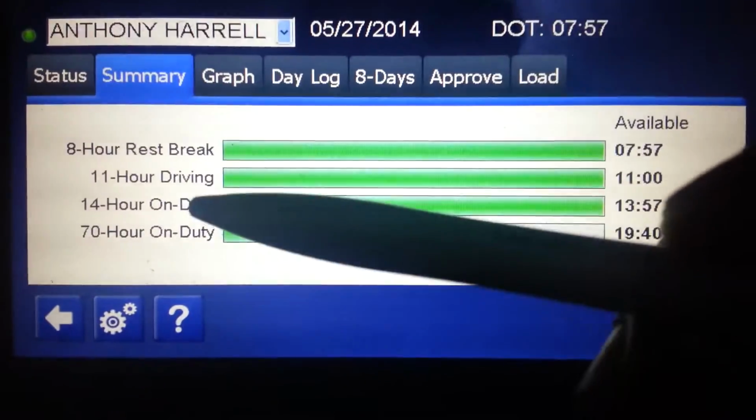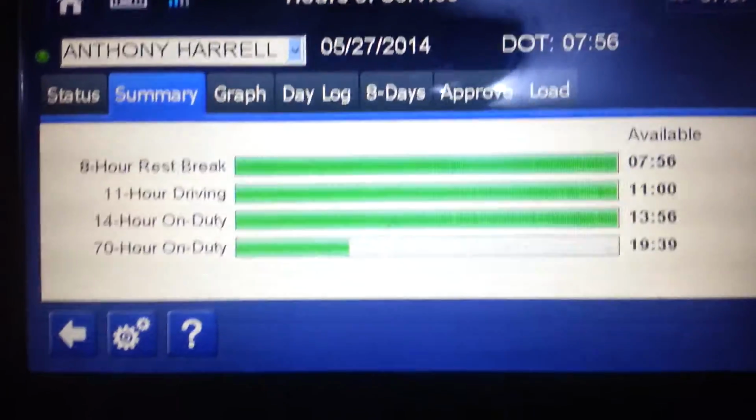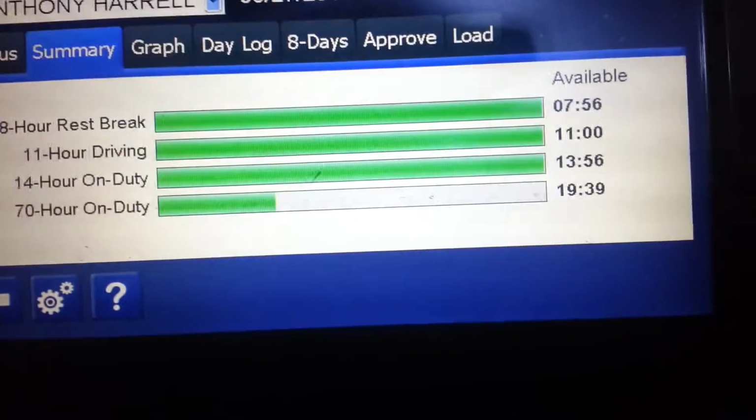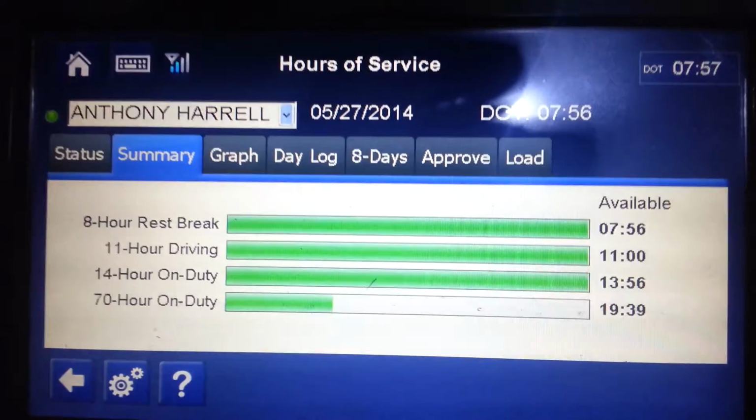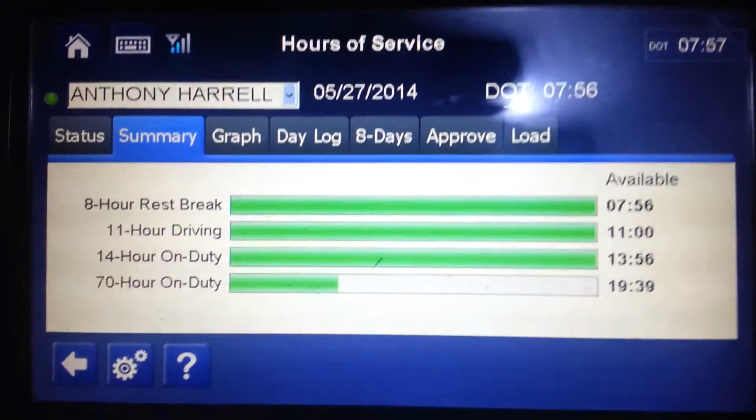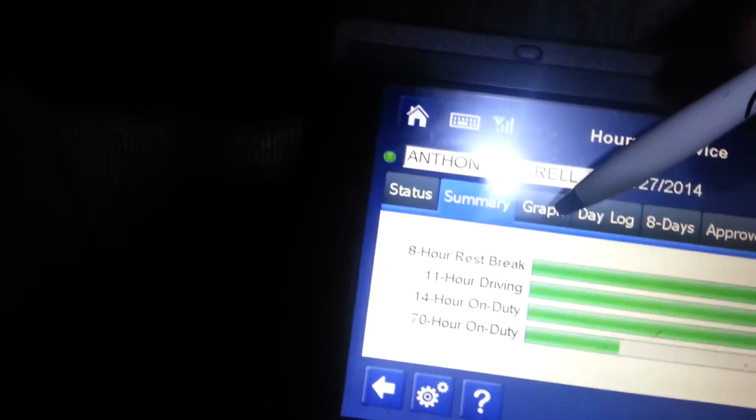Do not believe that 14-hour clock. That's your bloodline. You need that. You need that. So, that's how that works. Let me see what else I could show you.